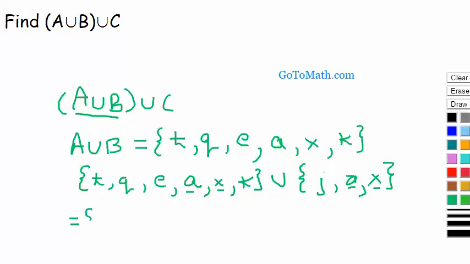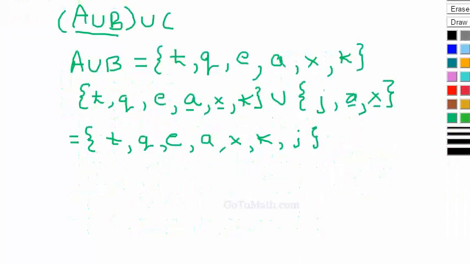So really what we got going on here is T, Q, E, A, X, K, no need in writing A again, or X again, and J. Right? But we want to make sure that we write this up there in the box. We're going to write it in alphabetical order. However, that is the correct answer right there. Okay, but we need to write it in alphabetical order. So let's write it in alphabetical order.